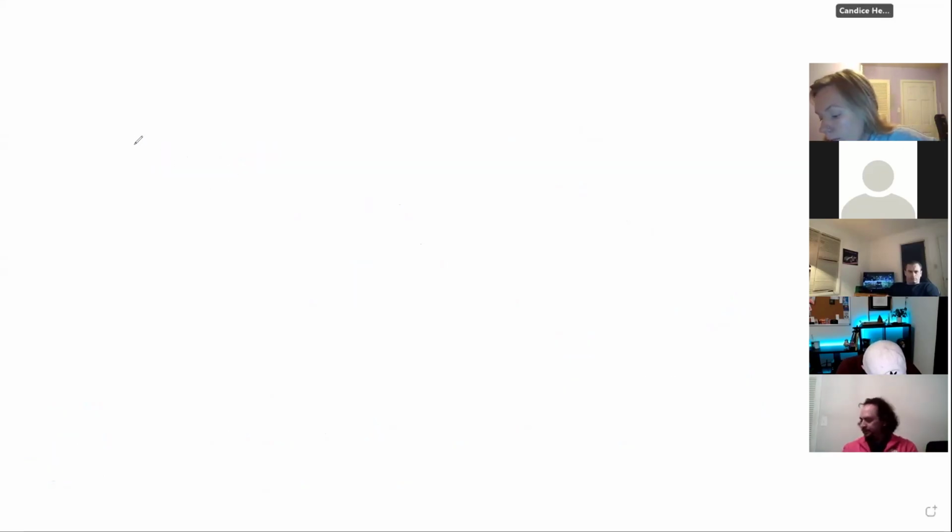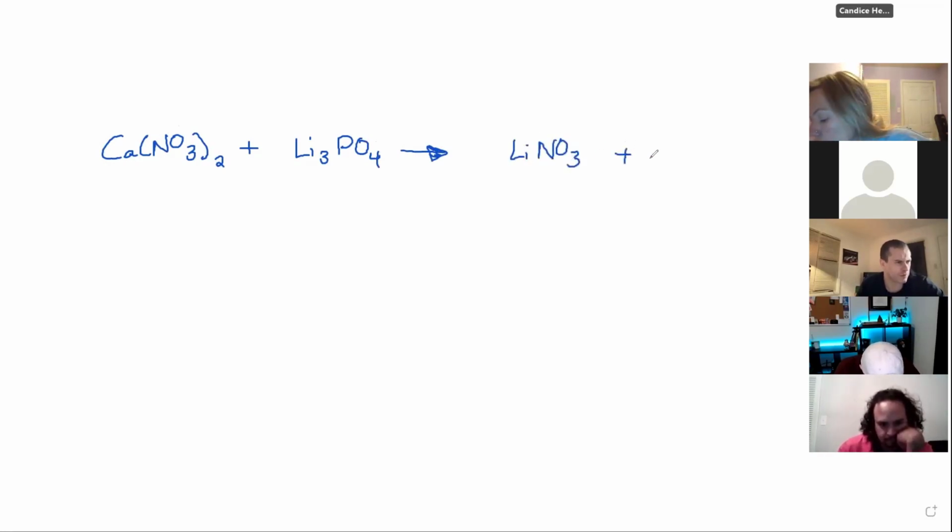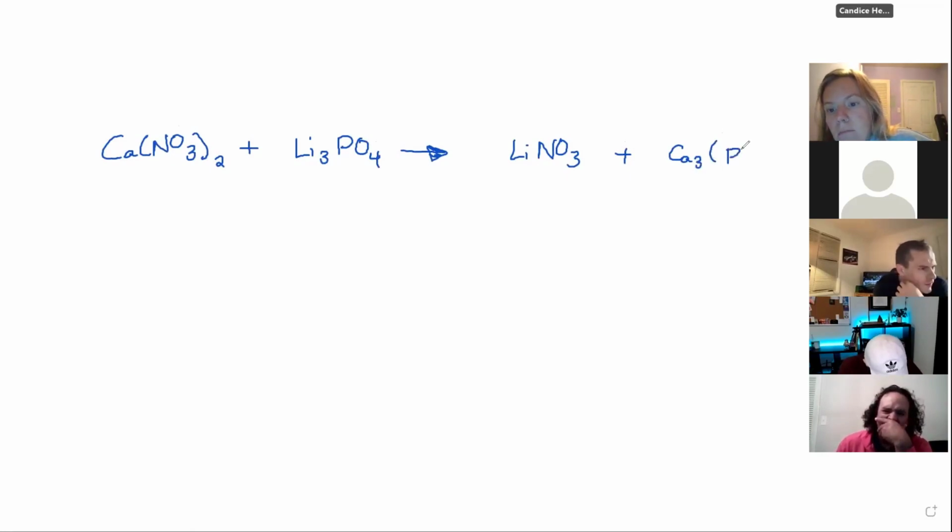So let's say we have calcium nitrate, Ca(NO3)2, plus lithium phosphate, Li3PO4. And this produces lithium nitrate, LiNO3, and calcium phosphate, Ca3(PO4)2. There are 2 polyatomic ions in here, nitrate and phosphate. I want you to go ahead and balance this.